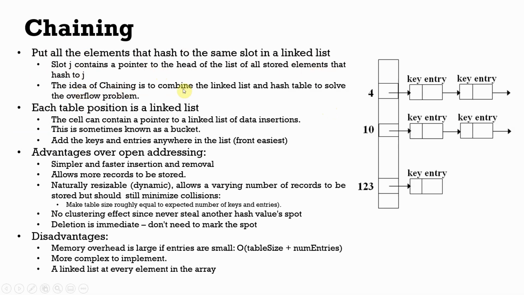The idea of chaining is to combine the linked list and hash table to solve the overflow or the collision problem. Okay. Each table position is a linked list. The cell can contain a pointer to a linked list of data insertions. We can call each of these locations a bucket. We add the key and entries anywhere in the list. It would be much easier to just insert it at the front, which is much faster. So we usually insert it at the front.